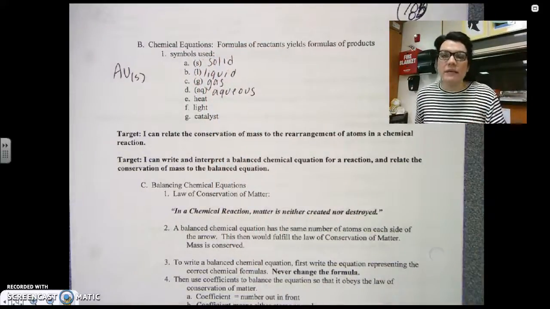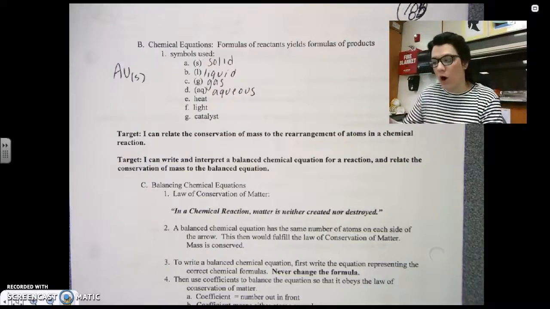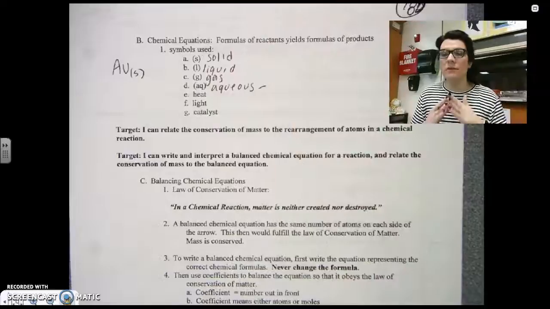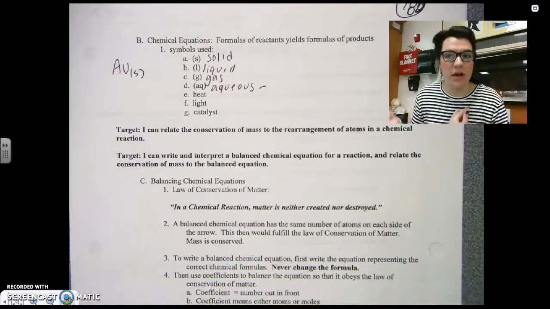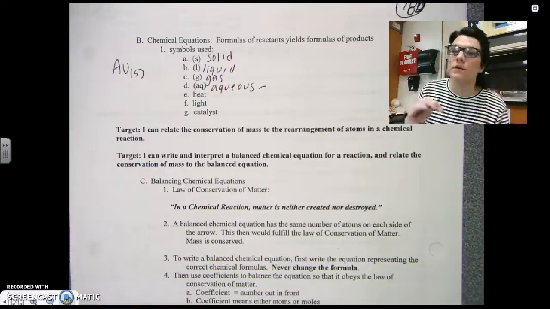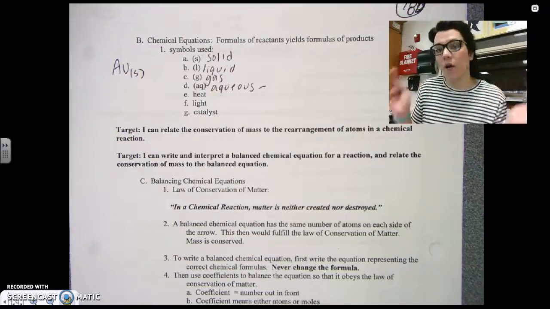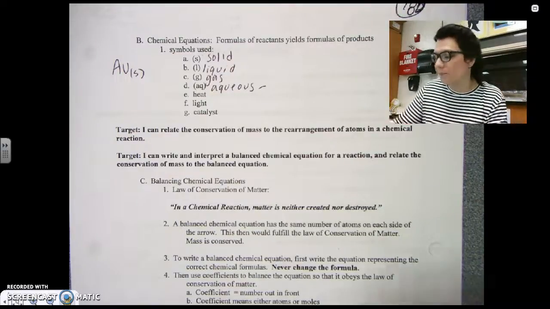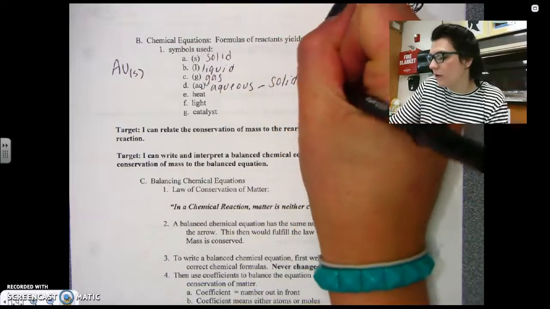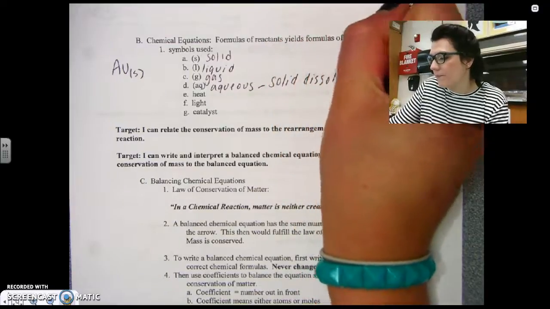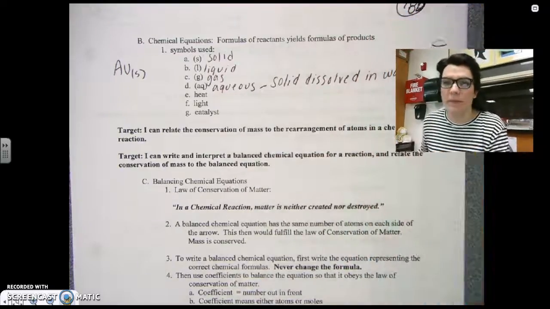and what aqueous means is we have a solid that has been dissolved into water. Okay, so something that is solid in standard conditions, so at room temperature and at 1 atmosphere, and we've dissolved it in water, means that it's aqueous, meaning ultimately we could evaporate all of the water and get the solid back again. So aqueous means solid dissolved in water.